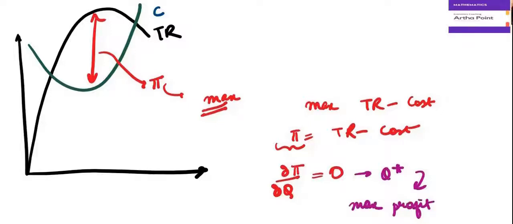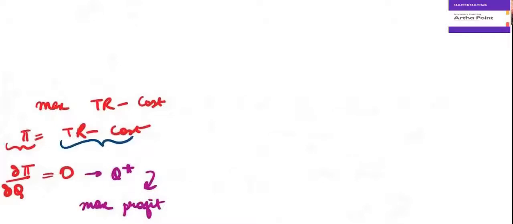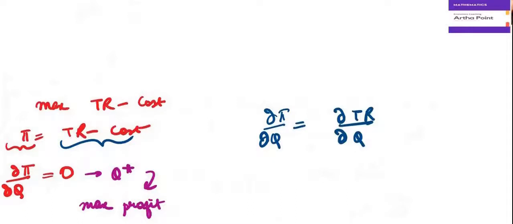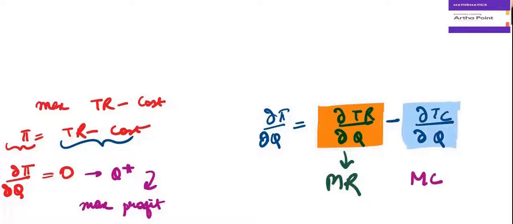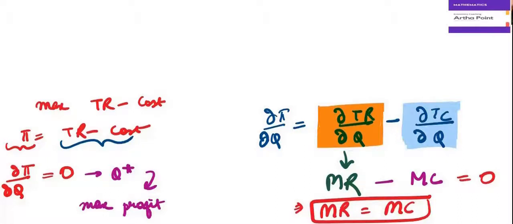Isn't that the case? Now, if I differentiate this profit function with respect to quantity, it's like saying I'm differentiating total revenue with respect to quantity minus total cost with respect to quantity. This is what I'm doing. Now, when you differentiate TR with respect to Q, this term is known as marginal revenue. And when you differentiate cost with respect to quantity, this is called marginal cost. And now after I differentiate, I equate it to 0. This means that marginal revenue is equal to marginal cost at the point of my optimal output.